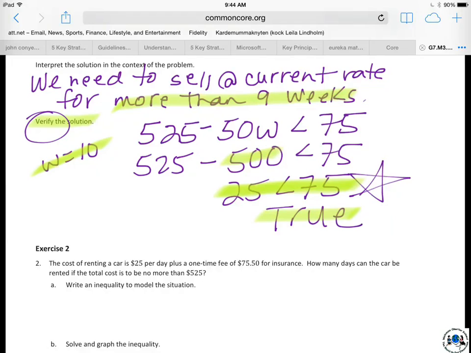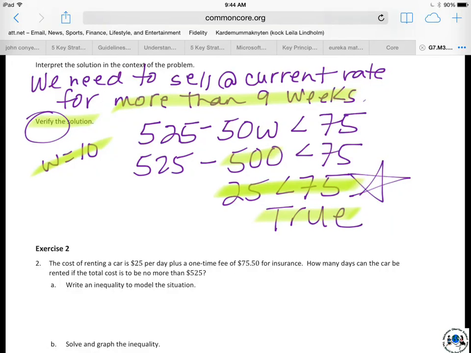Here's exercise 2 down here, and I'm going to go ahead and read it. I would like you to write your inequality, solve that inequality, put it on a graph, and interpret what that solution means in the context of the problem. I'll read it with you, and maybe we'll do a little highlighting of certain key points.